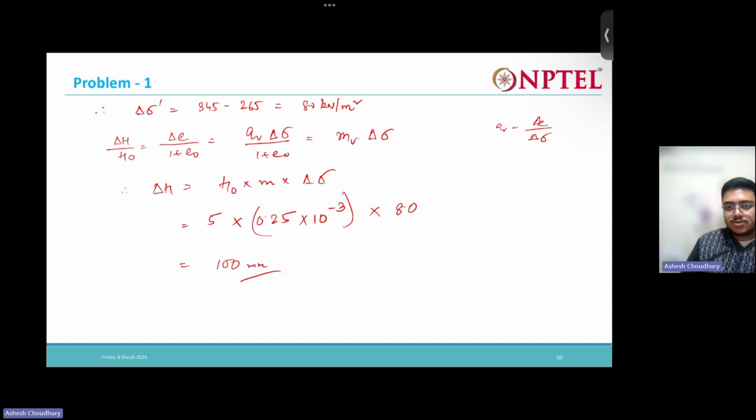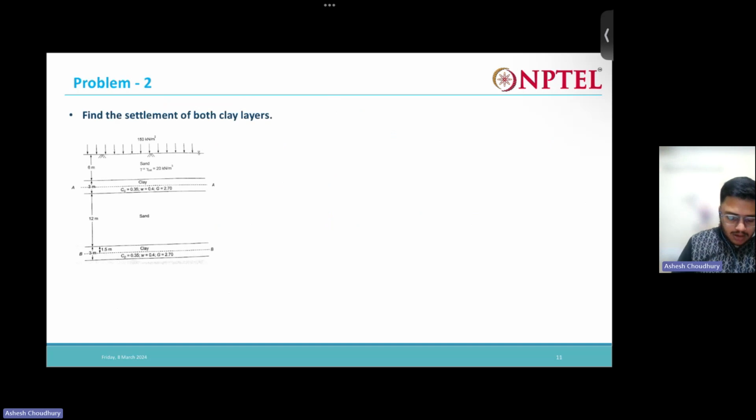But it's important to understand this basic concept that this problem is going to make you learn, that is lowering the water table will induce an increase in effective stress. That increase in effective stress will induce a consolidation settlement. Okay, that is the most important take from this problem. Okay, now let us see the next problem.